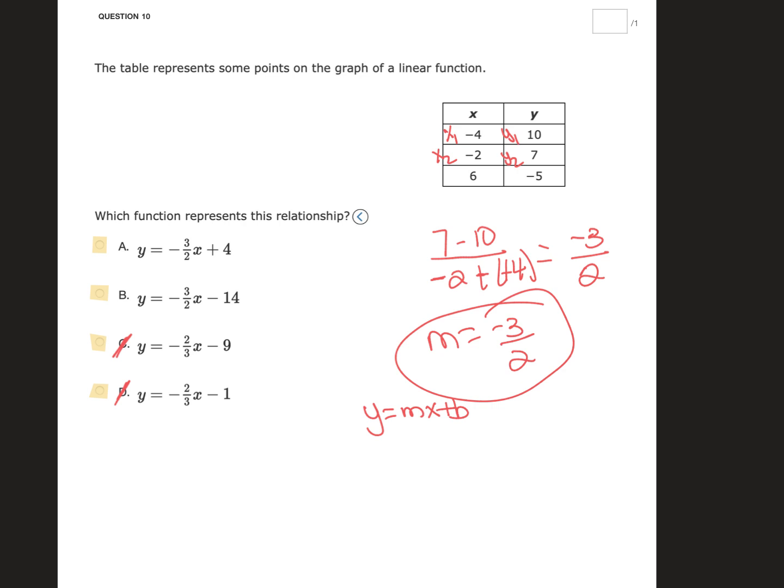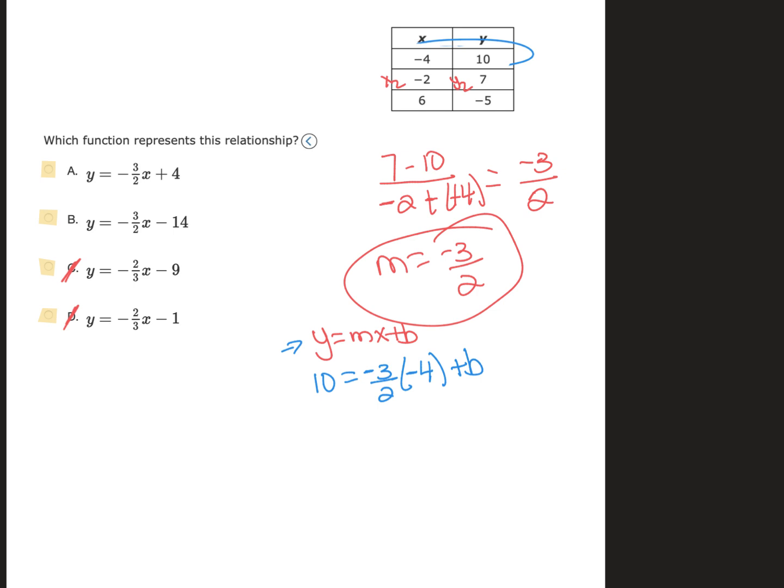So choose a point. Okay, let's just choose our first one. I have -4 and 10. And I'm going to plug it into this equation. So instead of y, I'm going to put in 10. My slope I know is -3 over 2. My x value is -4. And we want to find our y-intercept.